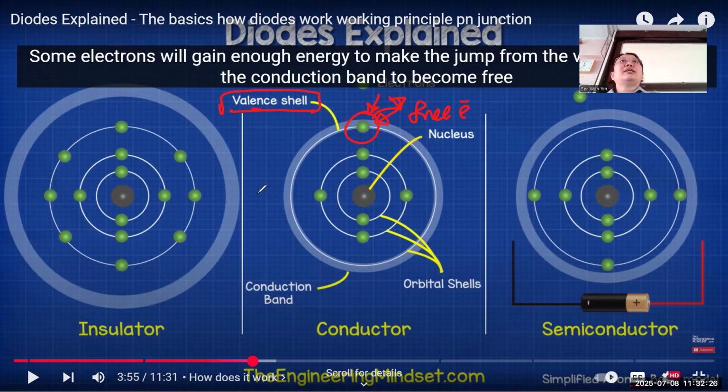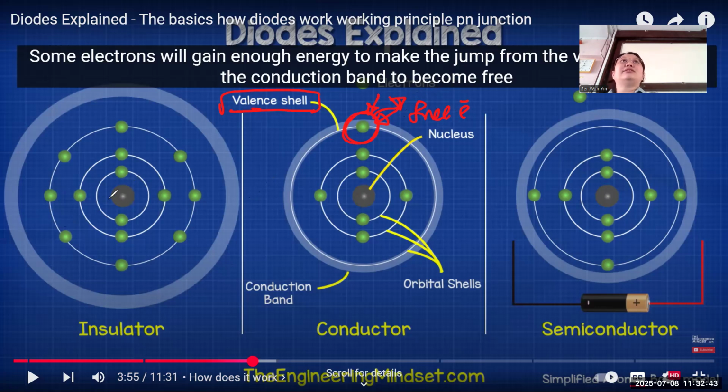So what's the valence shell? Okay, so we also call the last electron the valence electron. So you can see this one only has 1, so it is easily released.